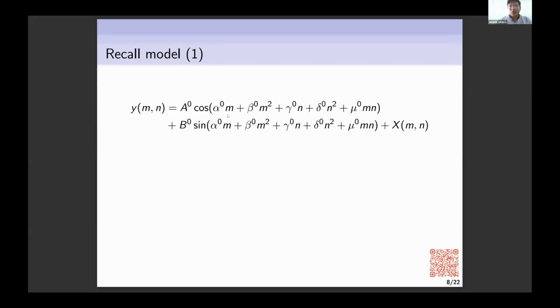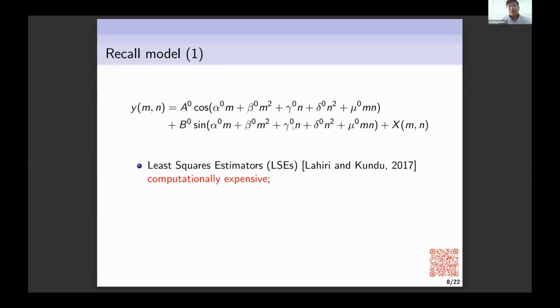This y is equal to a naught cos plus b naught sine plus the error term. What are the available estimation procedures? Well, we can go for the least squares estimators, but the problem is that it will require a 5-dimensional optimization problem to solve, because we can easily eliminate the linear parameters a naught and b naught, but we cannot easily eliminate the non-linear parameters. So solving that will be computationally expensive.